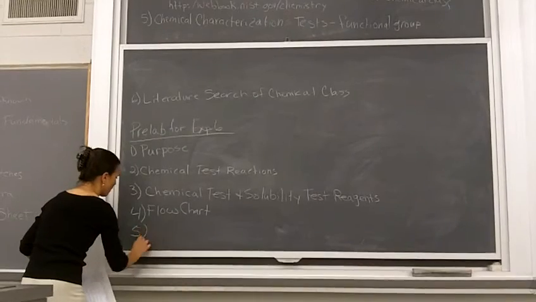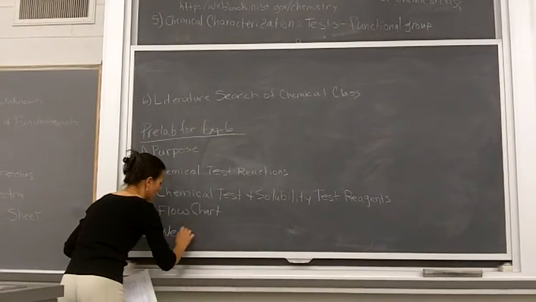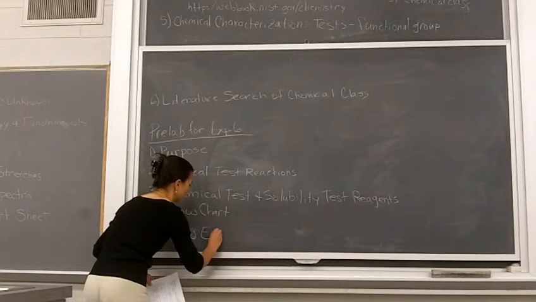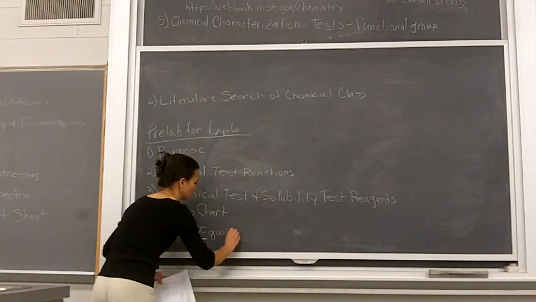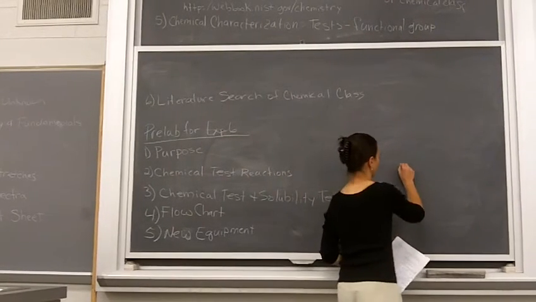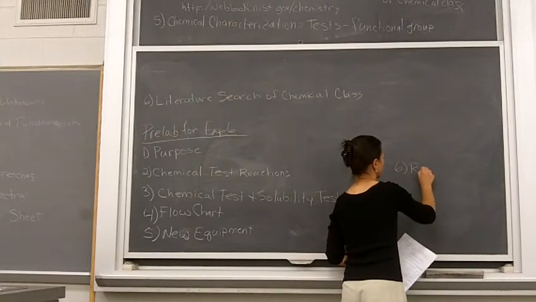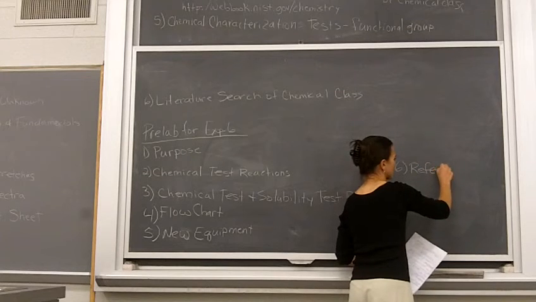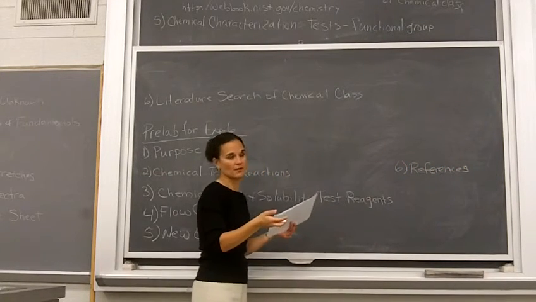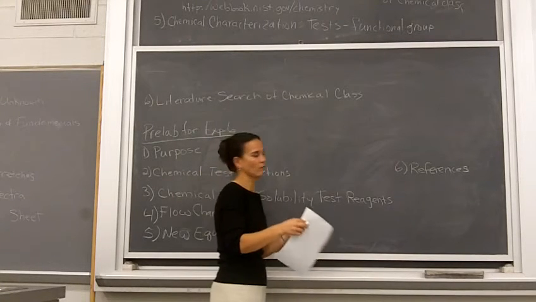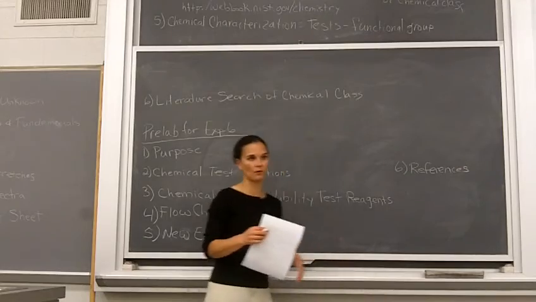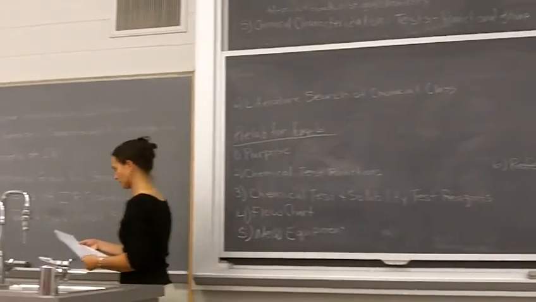Then you'll need to show new equipment. That's your all-in-one simple distillation apparatus. And then number 6 is references. So what you don't have is a yield calculation because there's nothing really to take a yield or percent recovery or anything like that, okay? So those are the 6 parts that you should have for the pre-lab, okay?